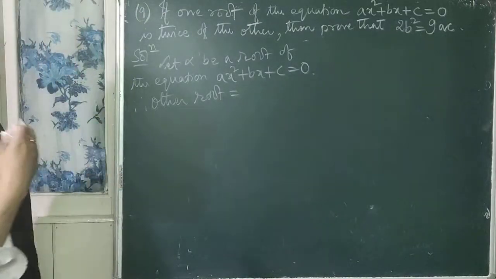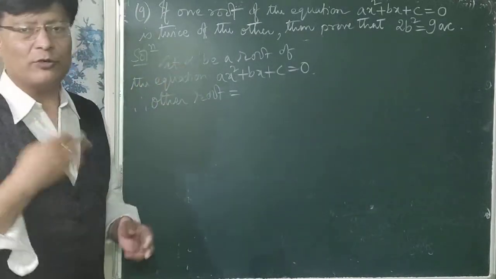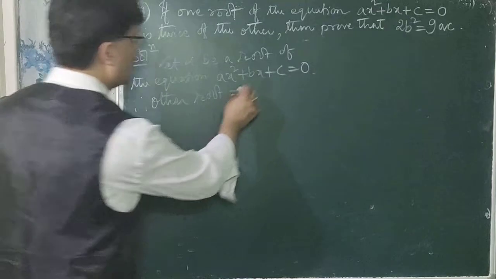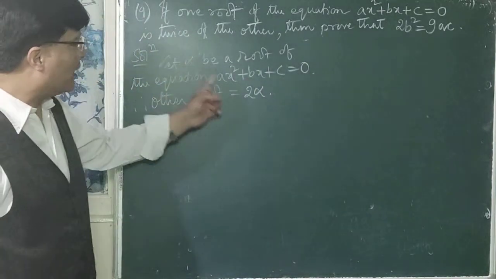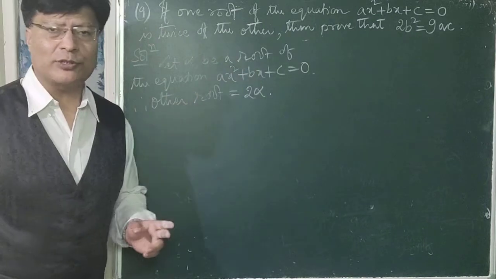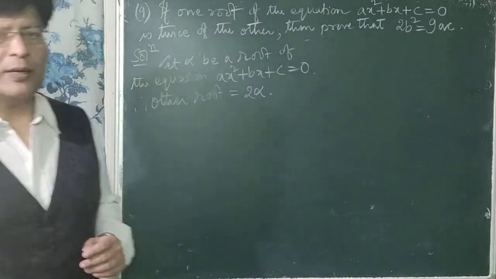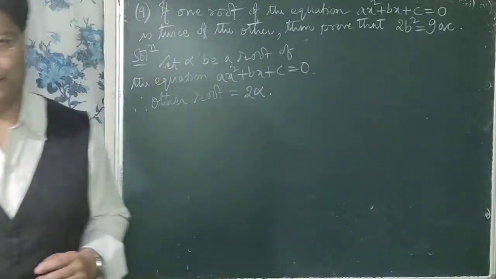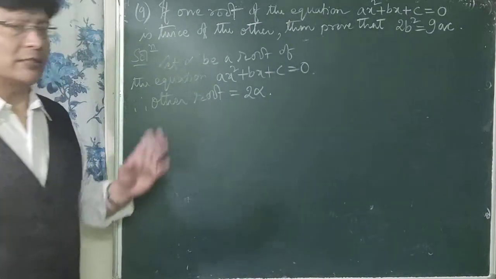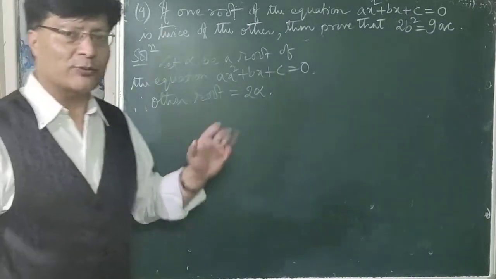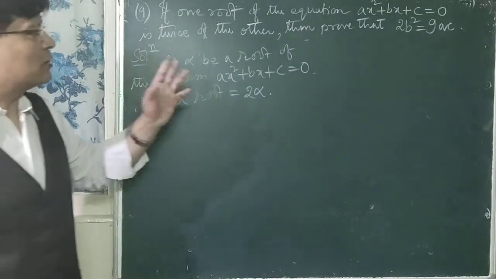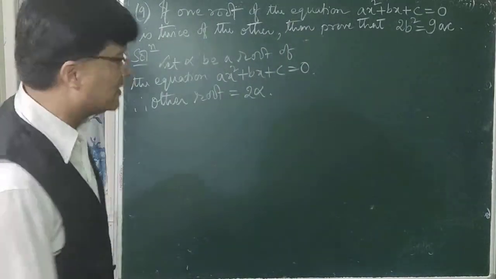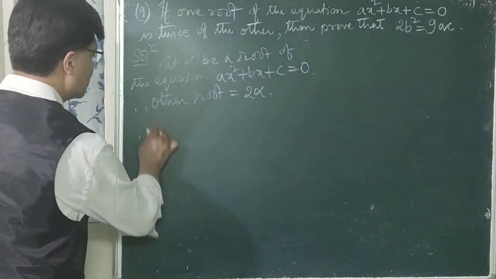Question भन्दैछ अर्को root चाहिँ यो given alpha को double हुन्छ. Double भनेपछि कति भयो? Twice alpha. So this alpha and 2 alpha are the roots of the quadratic equation ax square plus bx plus c is equal to 0. Okay? So now you should know sum of the roots as well as product of the roots to prove that given condition 2b square is equal to 9ac. So write down sum of the roots.